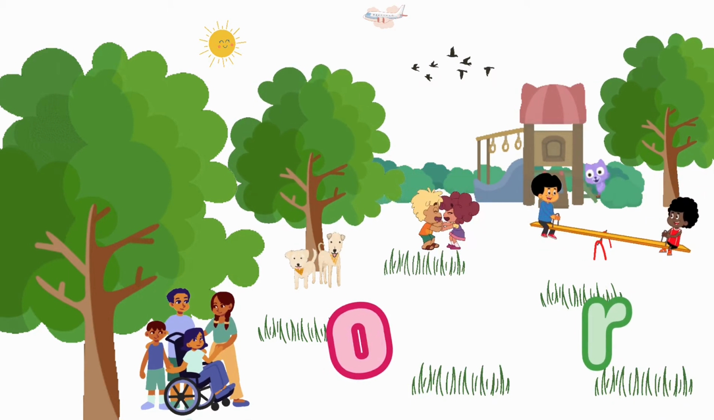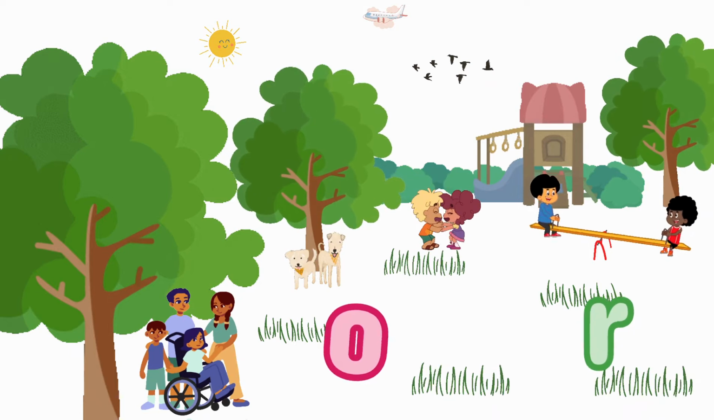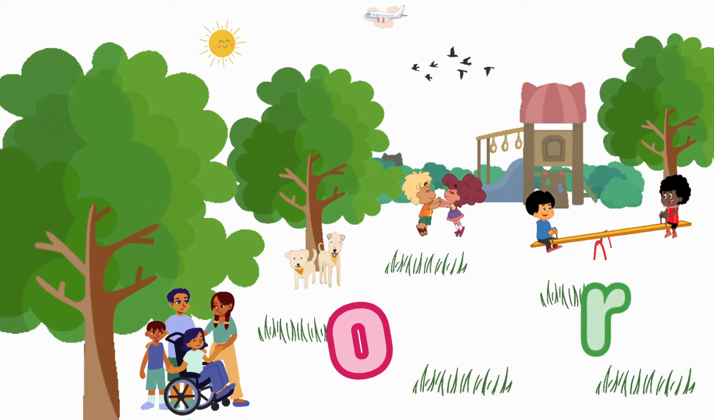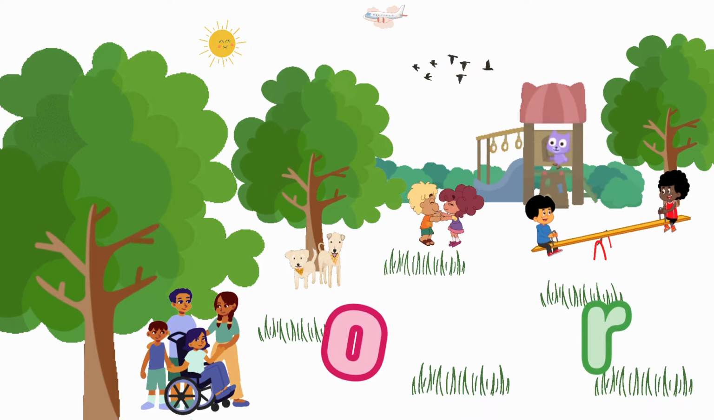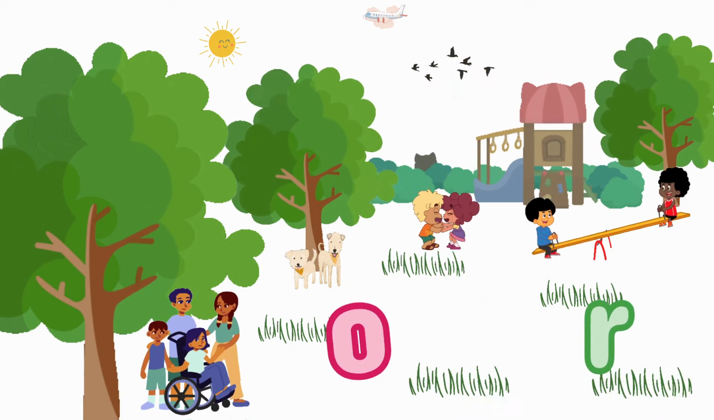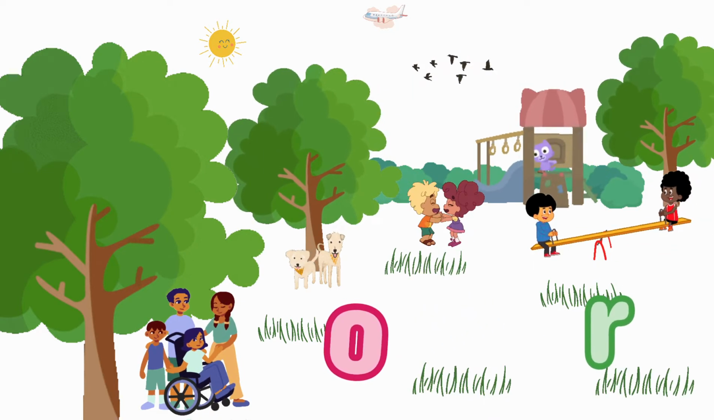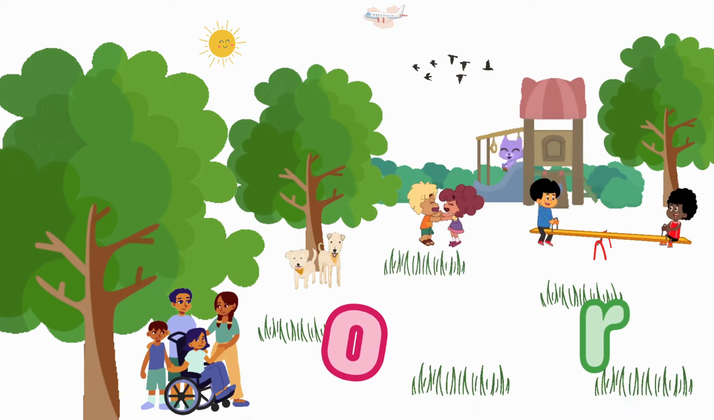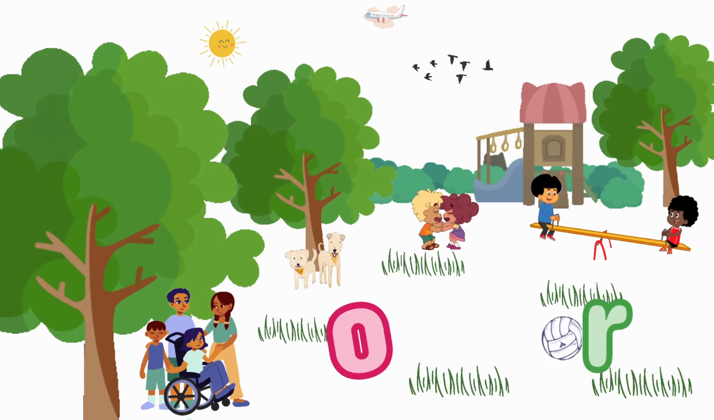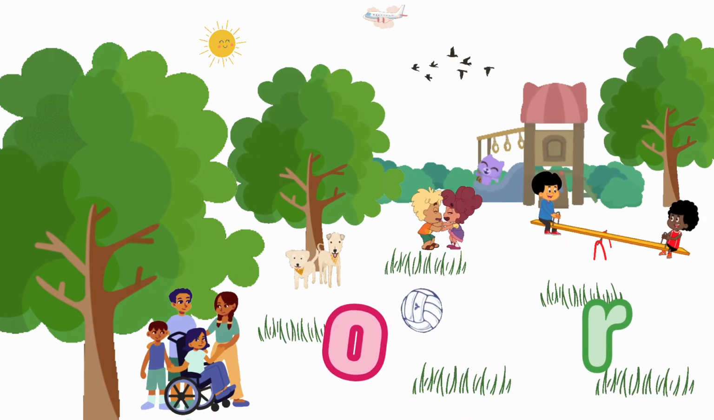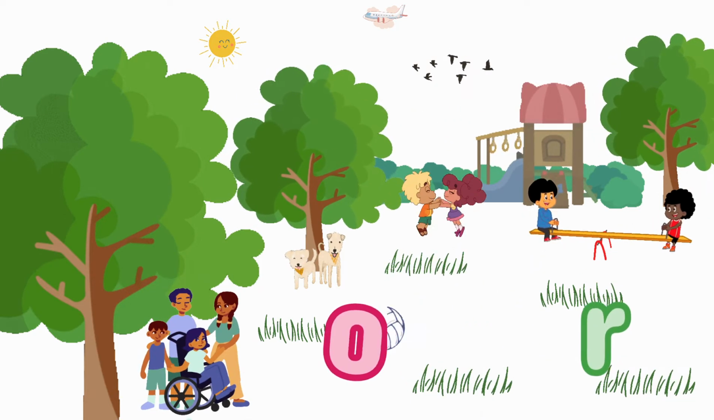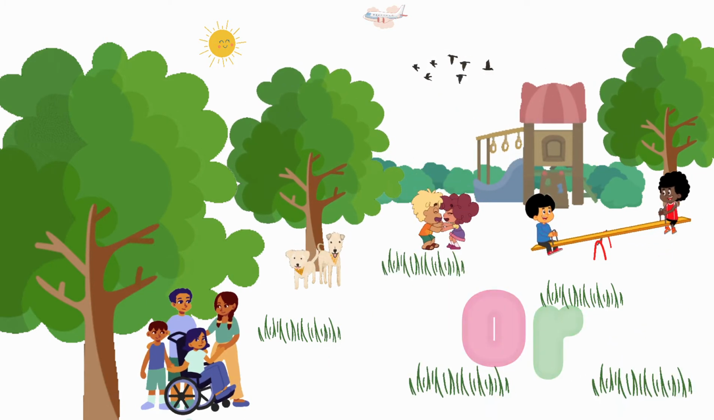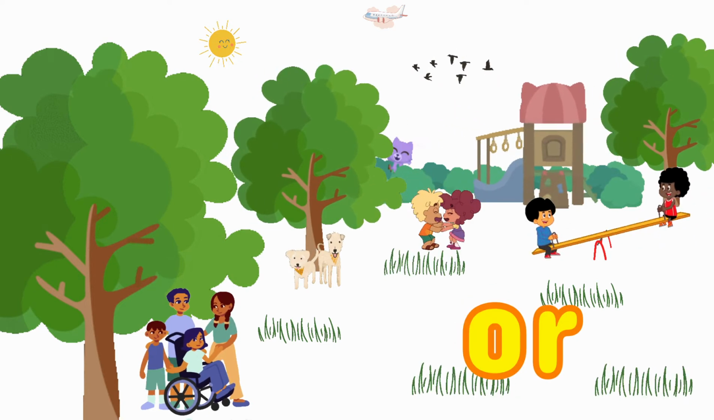The letters O and R are playing a game. Let's listen carefully and see what word they make by blending their sounds together. O says the sound O, and R says the sound R. O. R. O. Or. The letters O and R have made the word or.